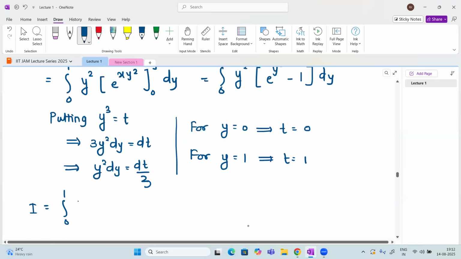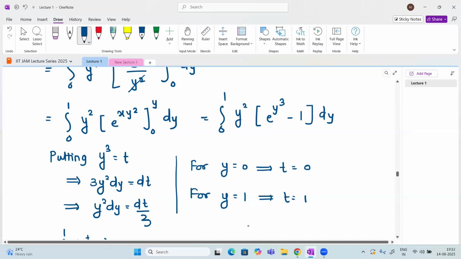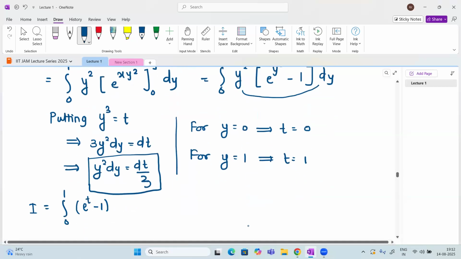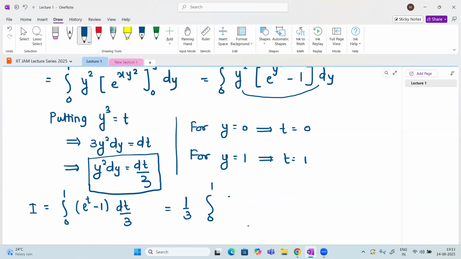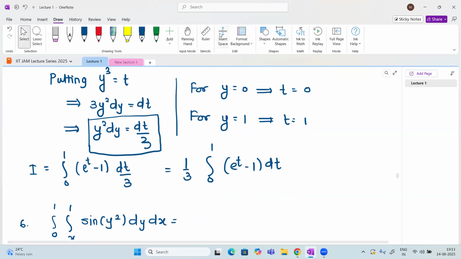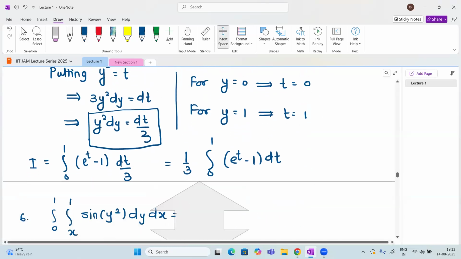e raised to t minus 1, agree? And this y square dy will be replaced by dt by 3. 1 by 3 is a constant, it will come outside. What is the integration of e raised to t minus 1? e raised to t minus t.